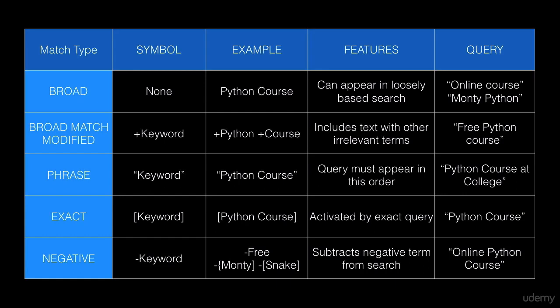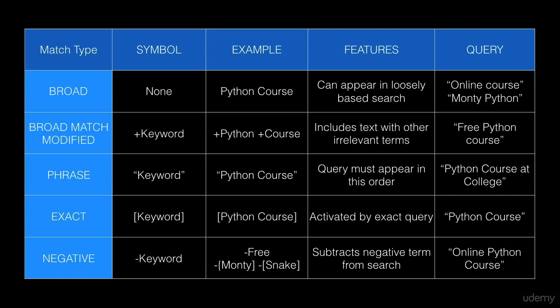So if we go down to phrase keywords now, phrases are a way of telling Google to include my keywords in the exact order that they are searched for. So if somebody types in course on Python, it won't appear in this search because I want it to appear as Python course.